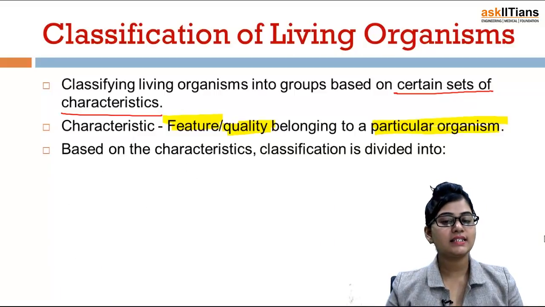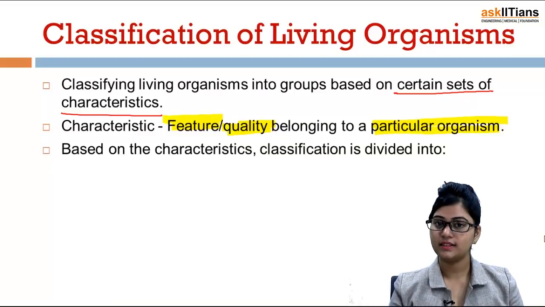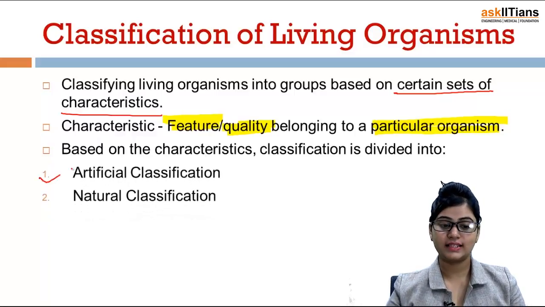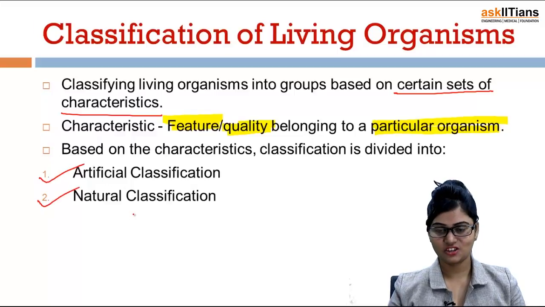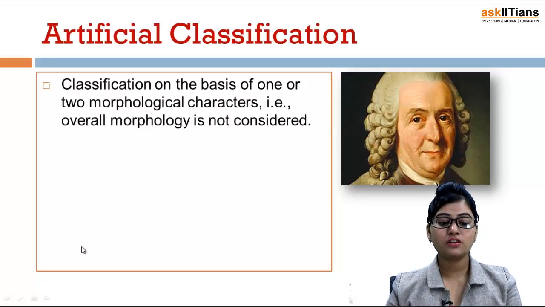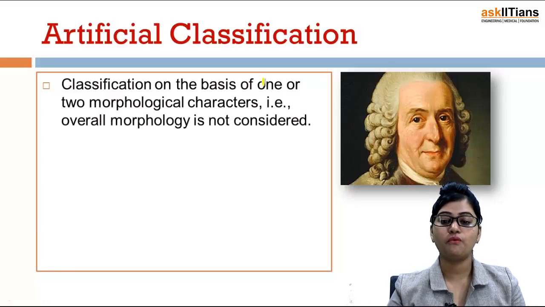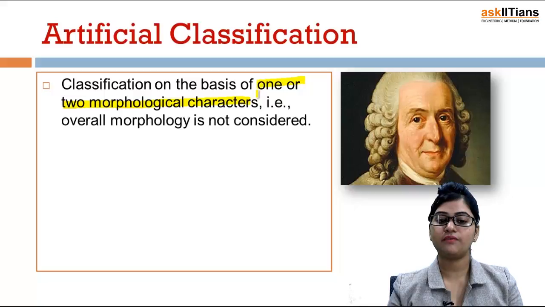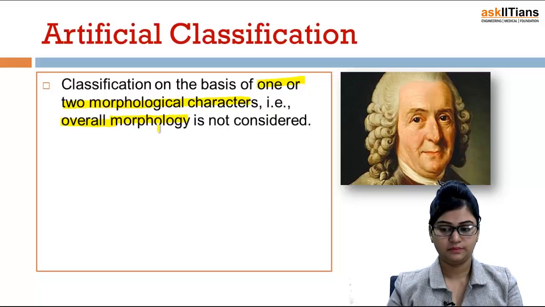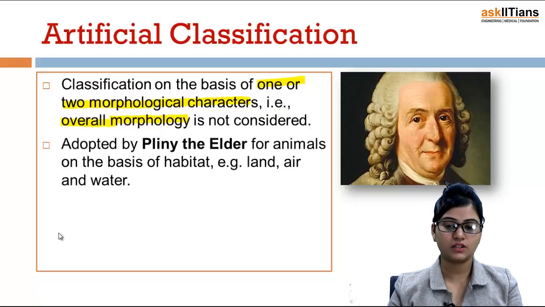Now, based on these characteristics, classification is divided into, first is artificial classification and second is natural classification. Artificial classification: classification on the basis of one or two morphological characters. So artificial classification is based on one or two morphological characters. And in this, overall morphology is not considered. Fine? Overall morphology is not considered.